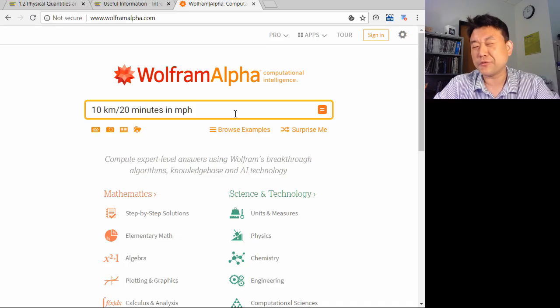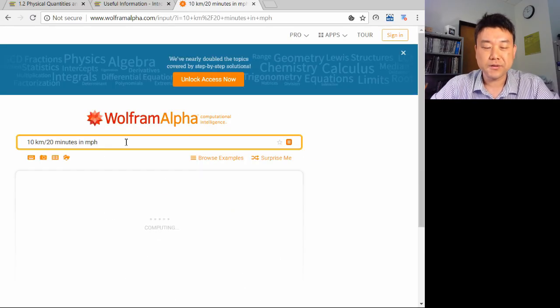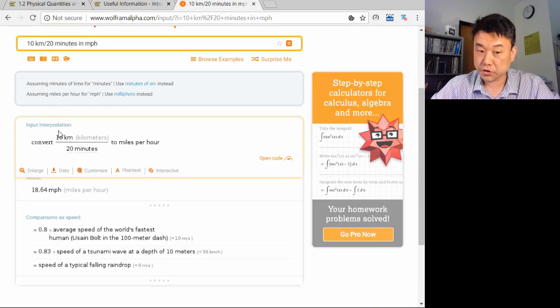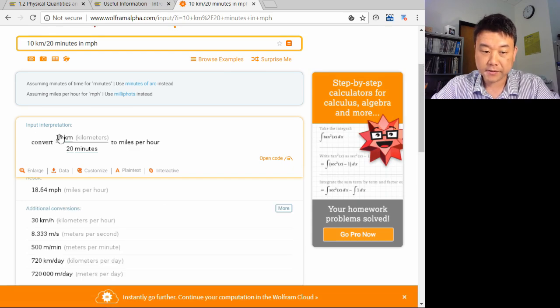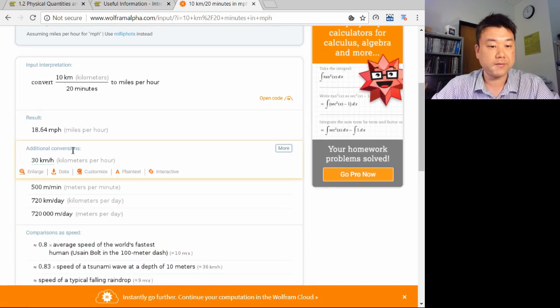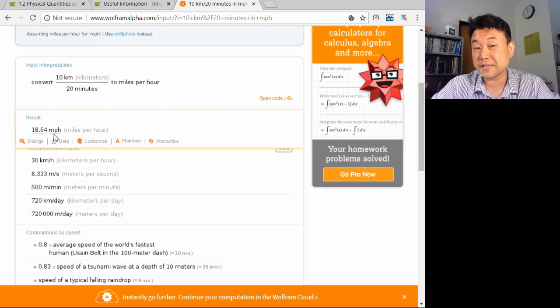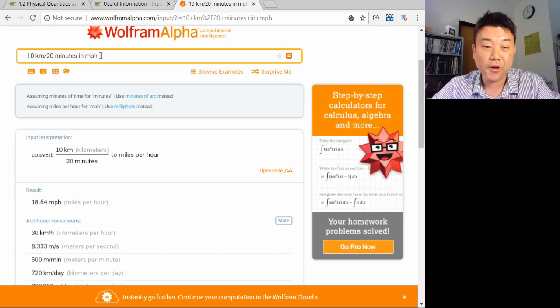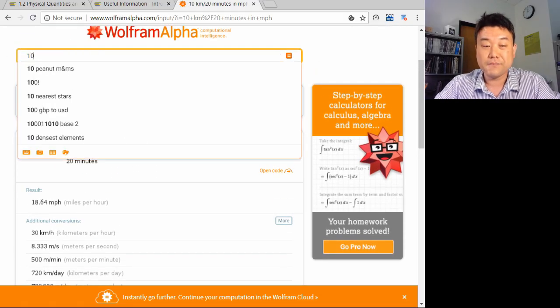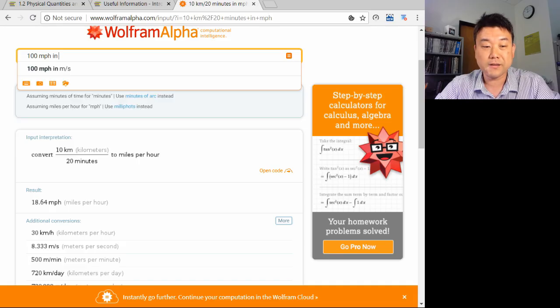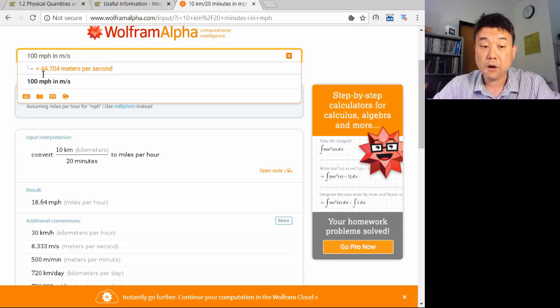I might have to hit enter for this one. Let's try that. It tells you how it understood your request to make sure this looks correct. Then if this looks correct, this answer ought to be right: 18.6 miles per hour. And if you go back in the video, you will see that's what we calculated. And finally, let's try the 100 miles per hour in meters per second. It's about 45, or close enough to 50 meters per second. So this is a very useful tool.